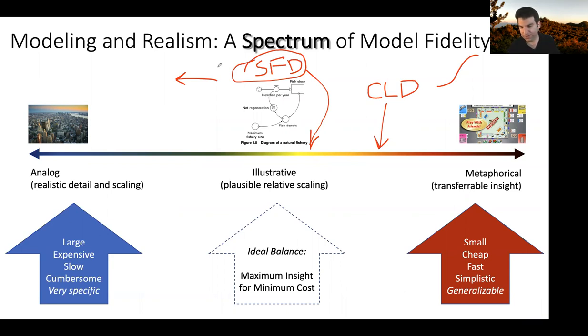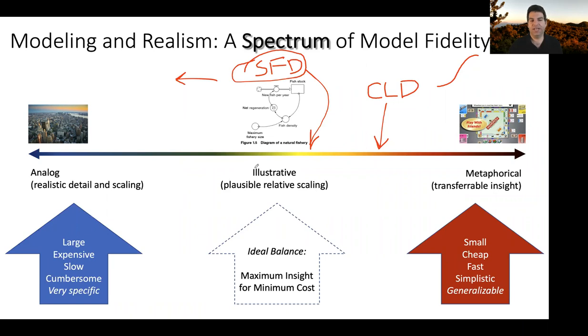So there's a question. Would it be like the funnel cloud? Yeah. So a funnel cloud, the idea of a picture of a funnel cloud, or the word funnel cloud, I would say that's generalizable. It kind of fits over here, whereas an actual mathematical computational model of how a tornado forms over a particular body of water would be more analog, which would be kind of over here.